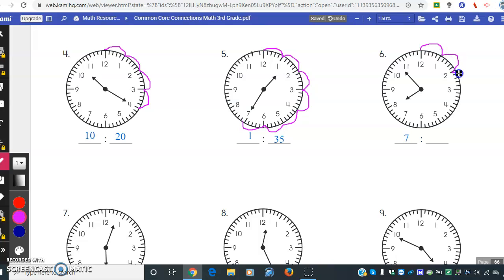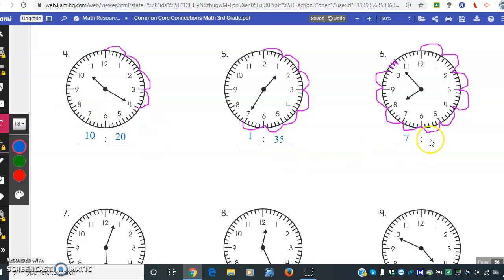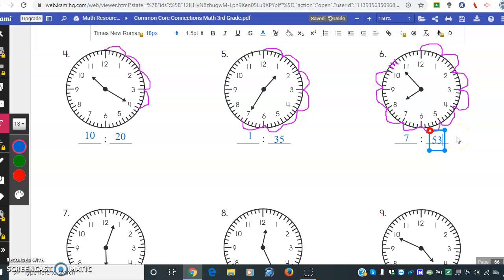5, 10, 15, 20, 25, 30, 35, 40, 45, 50, 51, 52, 53. And I'm saying that that is pointing at the 53. If you did the math and you're checking right now and you said 54, you were close. It's actually pointing at the 53. Sometimes it's kind of hard to tell. I just try to zoom in a little bit more each time.